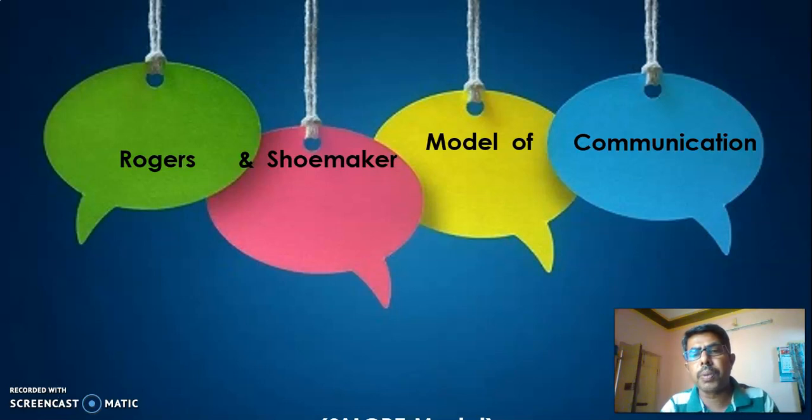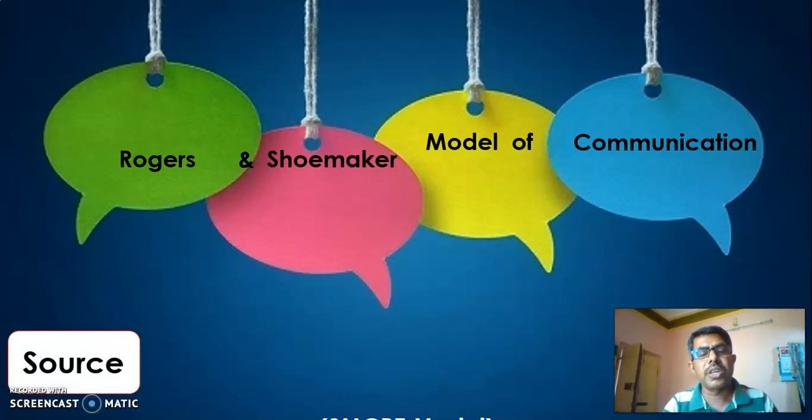The first important model we are going to see is the Rogers and Shoemaker model of communication. Rogers and Shoemaker are legendary agriculture extension and rural sociologists in the US. They developed a communication model, which we simply call the SMCRE model. The SMCRE model means S stands for the source.